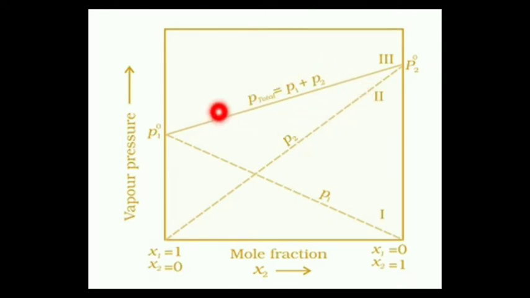So the dashed lines 1 and 2 represent the partial vapor pressures of component 1 and component 2. And we can see line 3 denoting P total, that is the total vapor pressure being formed by adding P1 and P2. That is, by adding the individual components P1 and P2, we are getting the value of P total here.